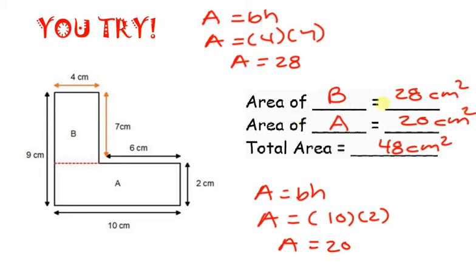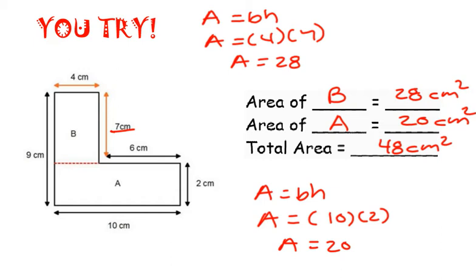So the area of rectangle B, you should have had a base of 4 and a height of 7. And the reason why we're using this 7 right here instead of this 9 is because I only want up to rectangle B right here. Okay, so 4 times 7 is going to give me 28 centimeters squared. Then I have rectangle A over here. It has a base of 10 centimeters and a height of 2 centimeters. So that's going to be 20 centimeters squared. 28 plus 20 is going to be 48 centimeters squared.